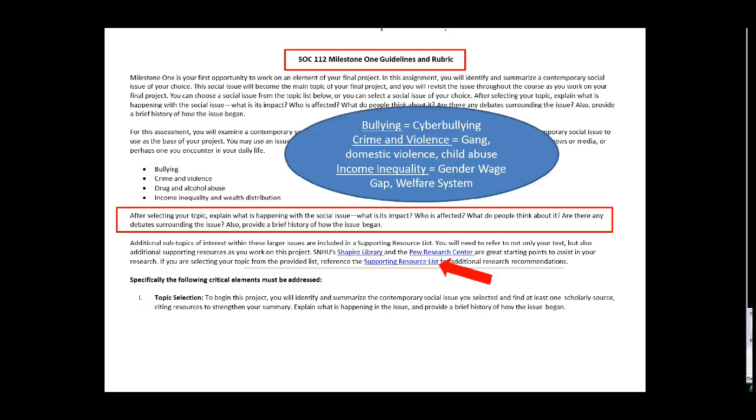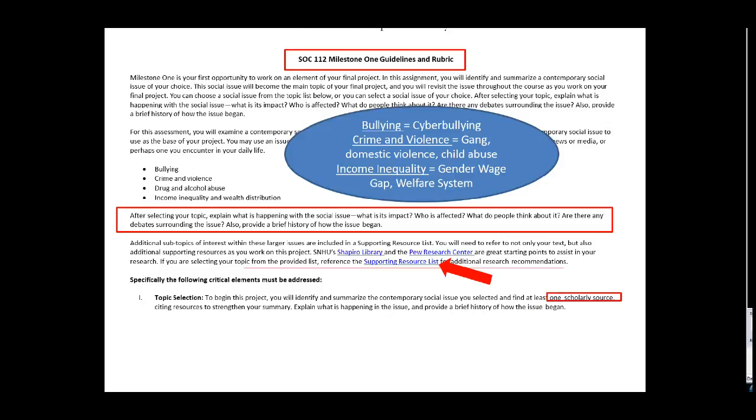I would also point your attention to supporting resource lists. This is a hyperlink. Click on this. This is kind of hidden. I don't know if you saw it, but this will give you an idea of the sorts of topics that maybe you can explore, and really how to drill down. It also gives you a good idea of the resources that you should be using as you explore this issue.